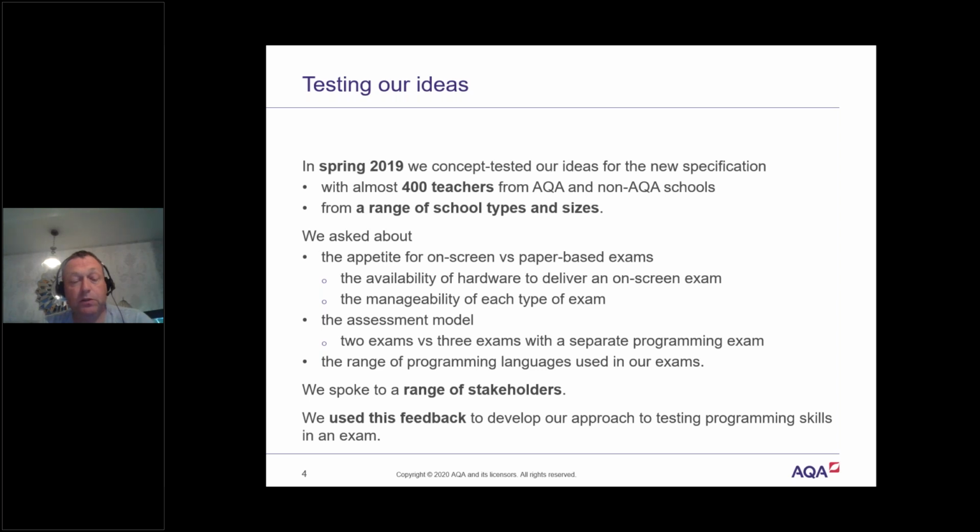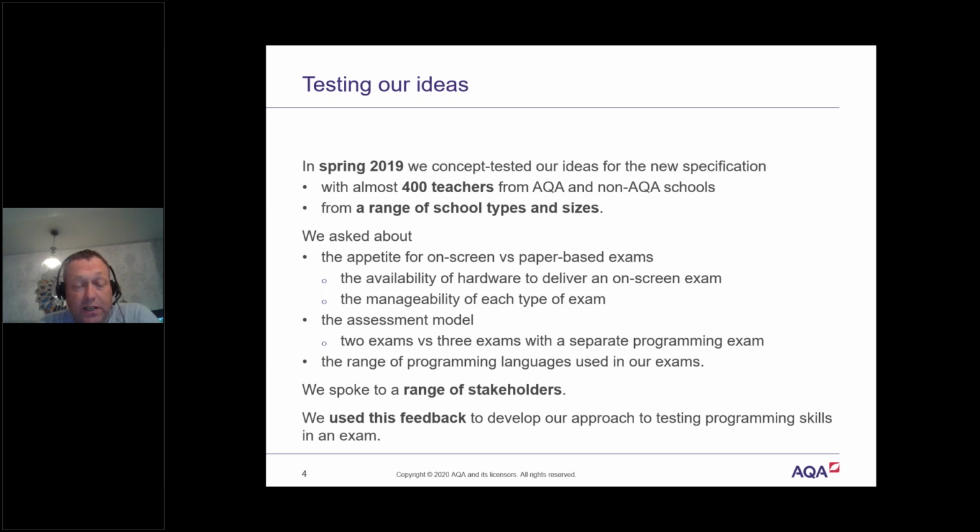So in your typical computer lab, you may only have 50% capacity. And really, for the school in the Midlands where they had 150 students, to manage that type of assessment would have been really tricky for them. We also asked about 2 exams versus 3 exams, because again, one of the easiest things for us to do would have been just to simply write a third examination, which was a programming examination.